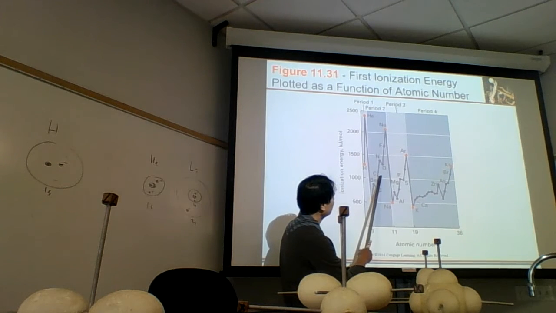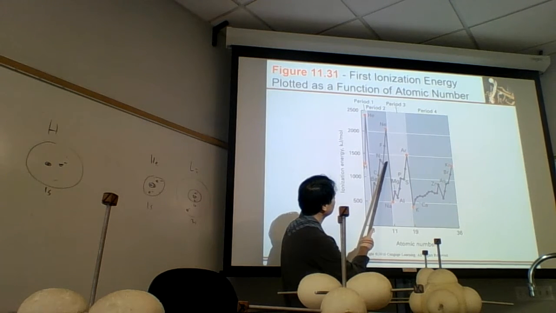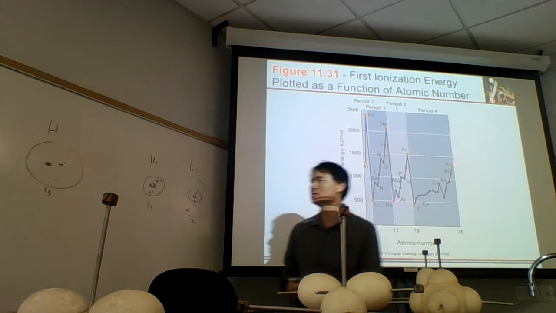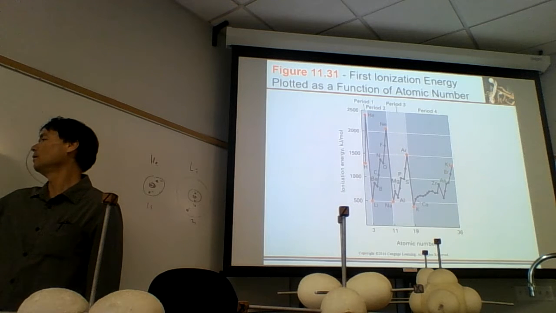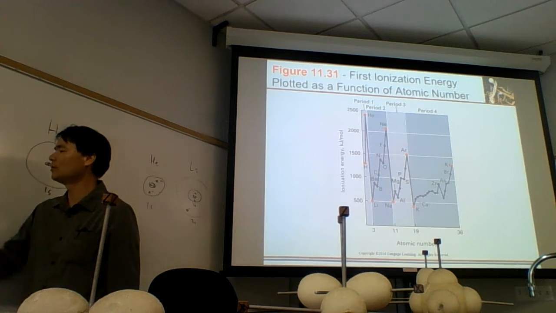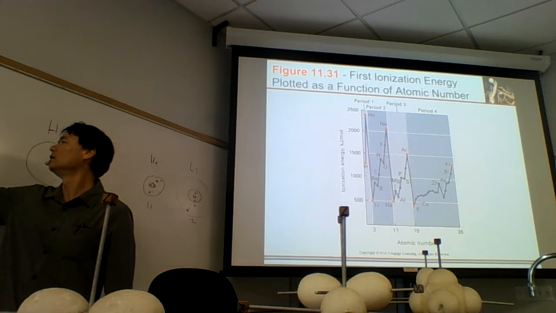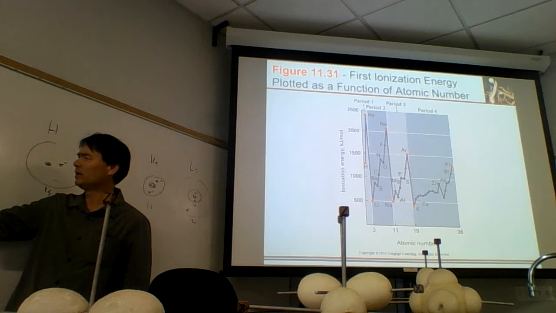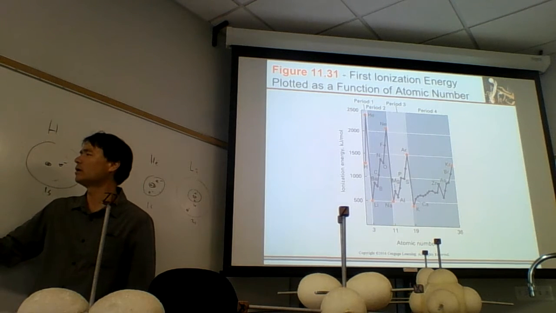Carbon's smaller, it's harder to ionize. Nitrogen's smaller, it's harder to ionize. But oxygen is smaller, and it should be harder to ionize, but it's easier to ionize. The reason oxygen is easier to ionize, and you don't have to have these memorized, is that in nitrogen, we have a half-filled p. So when we ionize this, we're ionizing one of these p electrons. In oxygen, we have more than a half-filled p. So when we ionize, we're ionizing a paired electron versus this unpaired electron.